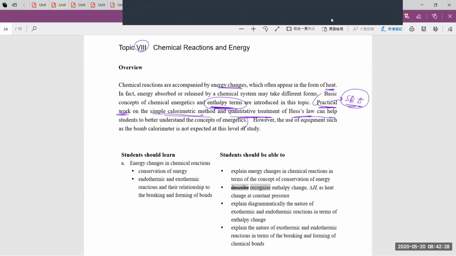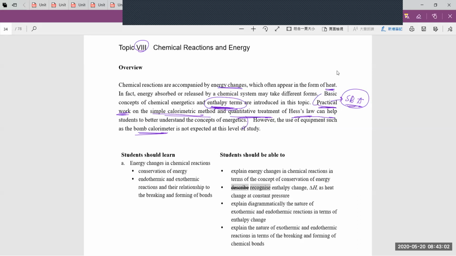For organic chemistry, I will also try to have a trial on the experiment, but I don't know whether we still have time, because time is always running short. The use of equipment like the bomb calorimeter that you saw in past papers a very long time ago is not expected, so don't worry. But you may understand the concept behind it very easily.